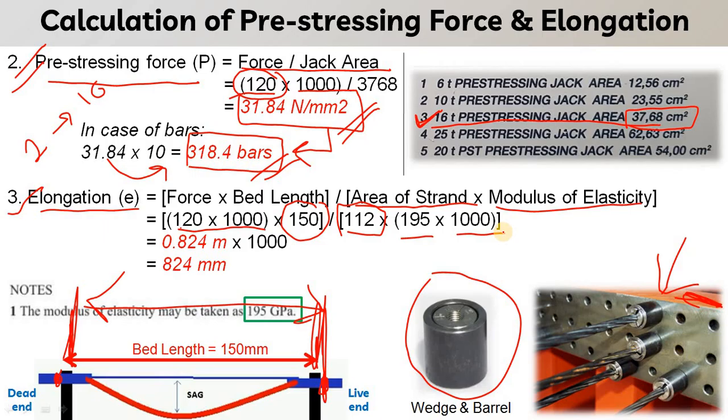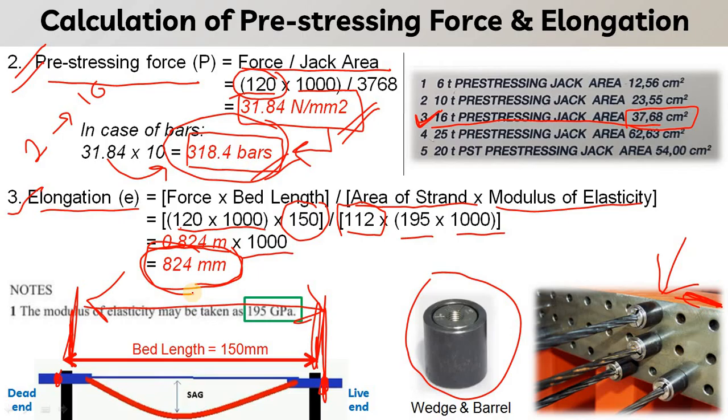Here you can see we have got the answer as elongation of 0.824 meter. So I am multiplying that by 1000, so that will be converted into mm. So we have the elongation value as 824 mm per wire. What it says is that when we apply a pre-stressing force of 318.4 bar per wire, then the elongation after the application of the load shall be 824 mm, with plus or minus 2 mm as the tolerance.